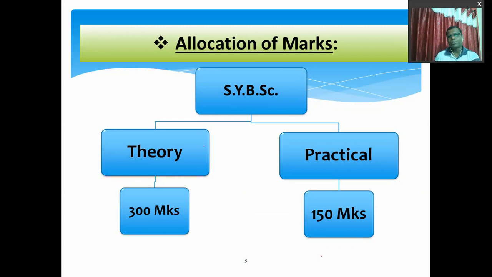If we see the allocation of marks, if you remember the first year BSc, you were having 2 theory papers, and for the 2 theory papers the total allotted marks was 200, and each practical was carrying 50 marks. So there were only 100 marks for the practical papers. But in the second year BSc you are having 3 theory papers as chemistry paper 1, chemistry paper 2, chemistry paper 3 and their respective practicals. So you will have 300 marks for theory, so each theory paper will carry 100 marks, and 150 marks for practical, so each practical course will carry 50 marks.